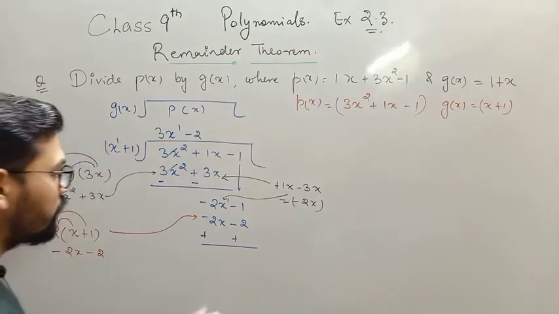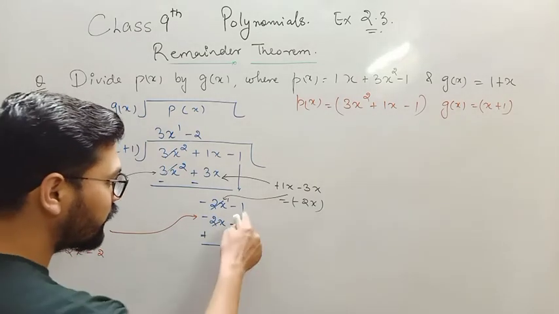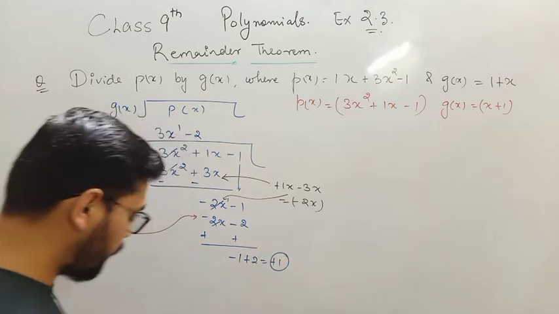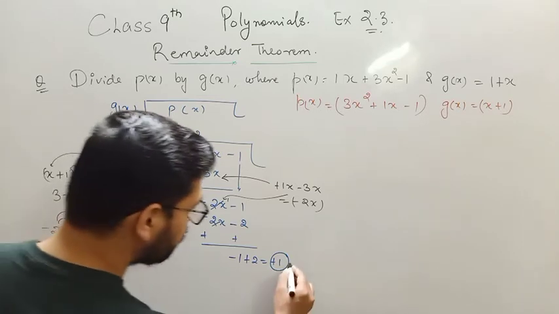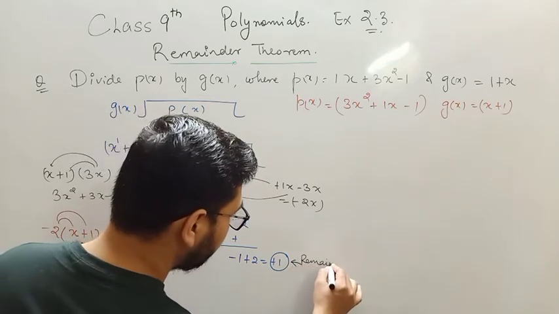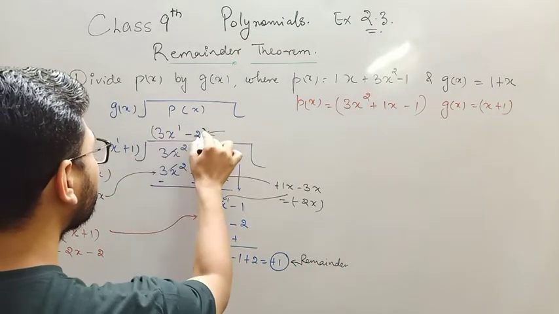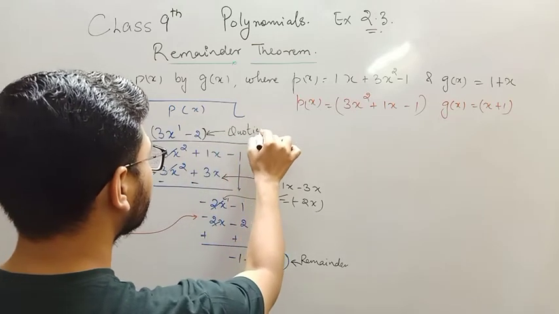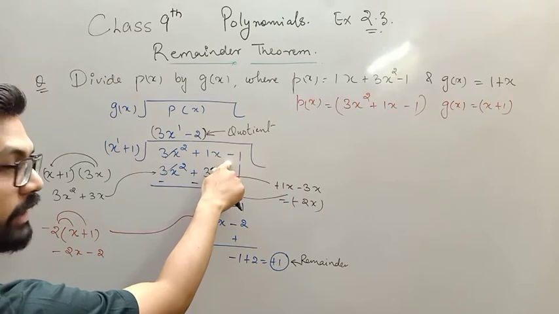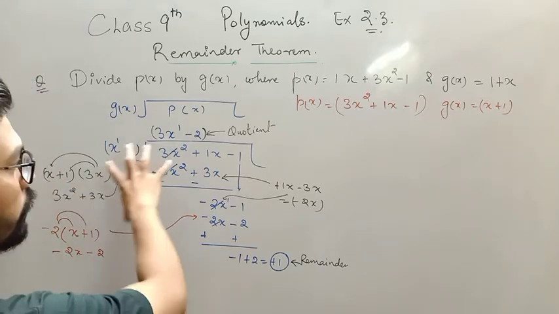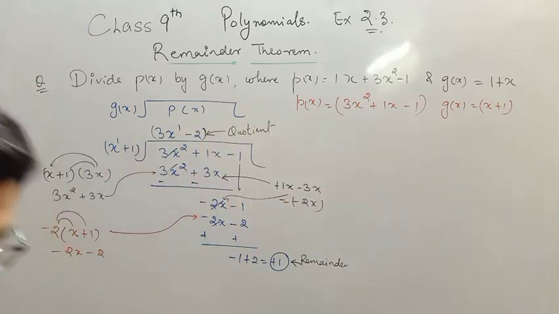Now again these two values get cancelled out. What will you get? Minus 1 plus 2 which is equal to plus 1. So this is your remainder. Okay, this is your quotient. This is your dividend, this is your divisor. Please note it down fast. So now you can put these values in the earlier formula that I have given to you.